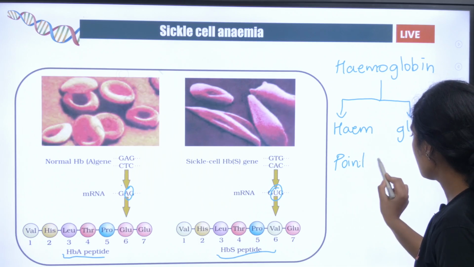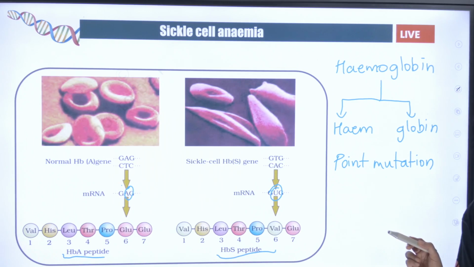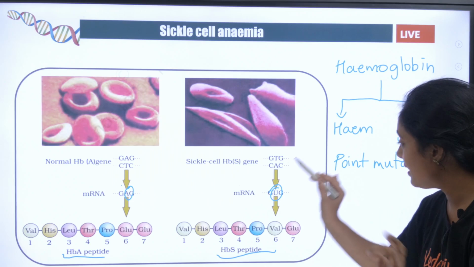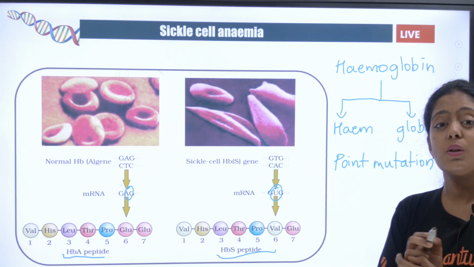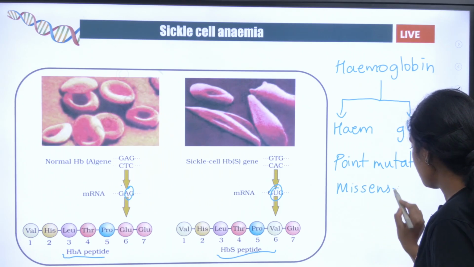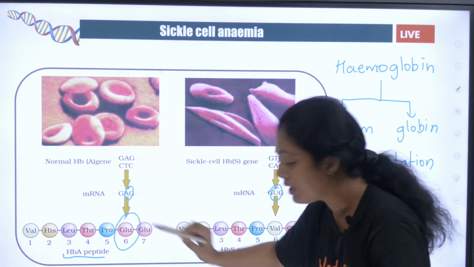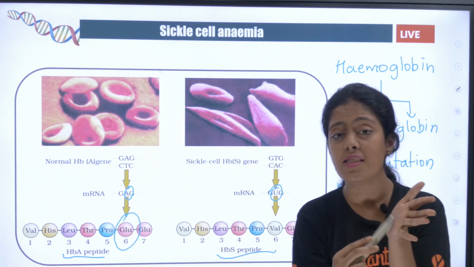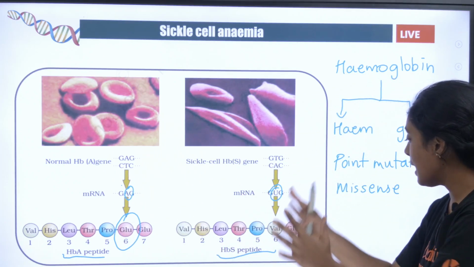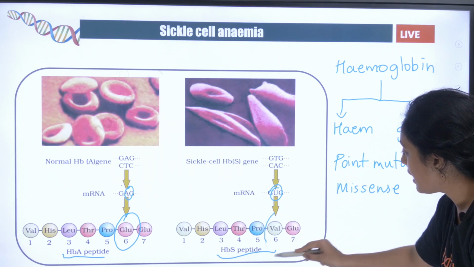What kind of mutation? A point mutation, where there is a change in a single base. A changes to U, so this is a kind of missense mutation. What is a missense mutation? You can see GAG is coding for glutamate. The sixth amino acid in this HBA peptide is glutamate. When it comes here, there is a change in the sixth amino acid, that is valine.